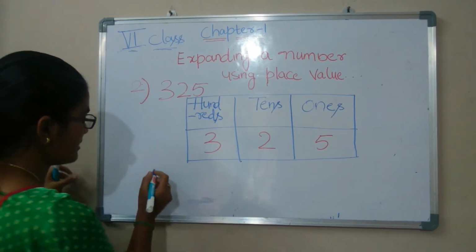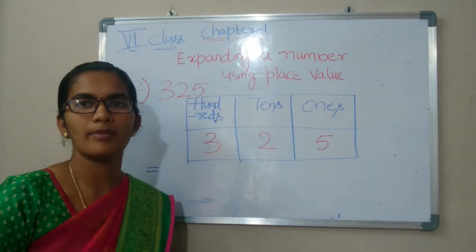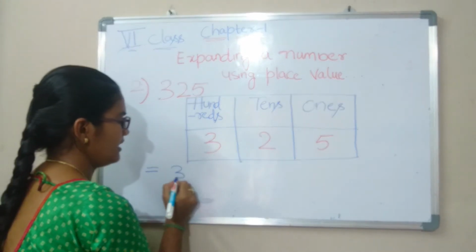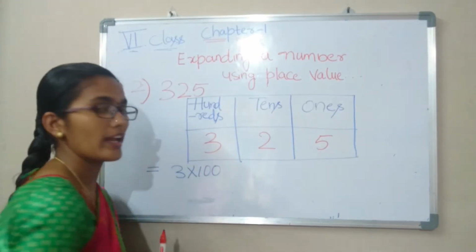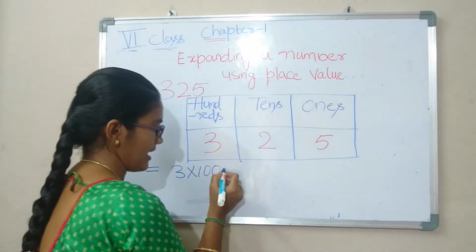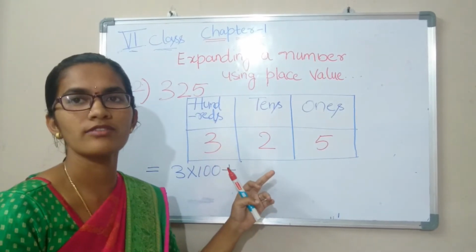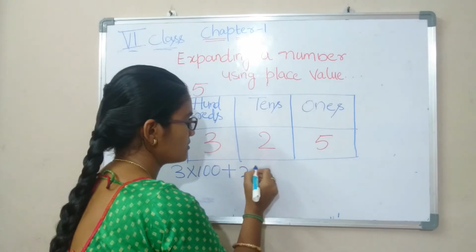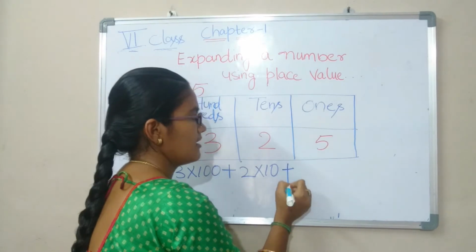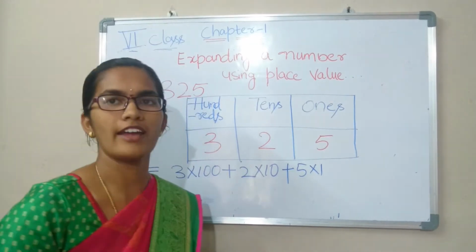Now we have to expand this. 3 is in the place of what? 3 is in the place of hundreds, so we write 3 into 100. We are expanding, so we write the plus sign. Now the 2. 2 is in the place of tens, so 2 into 10, plus 5 is in the place of ones, so 5 into 1.